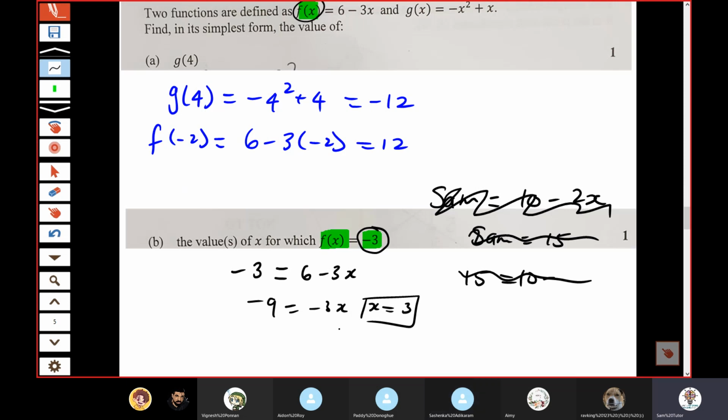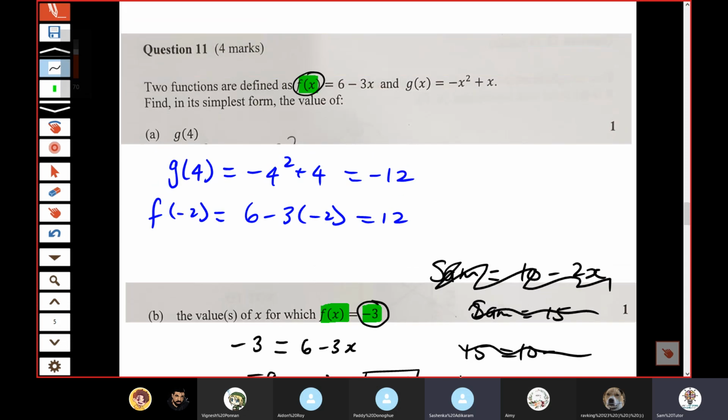Sam, yes, for g of 4, isn't negative 4 squared positive 16? Good point. But doesn't this one actually say negative x squared? Are you sure you get the difference? Because this one is telling you whatever the x is, you're going to square it, and then you're going to put a negative in front of it.